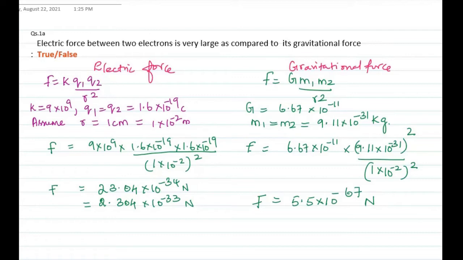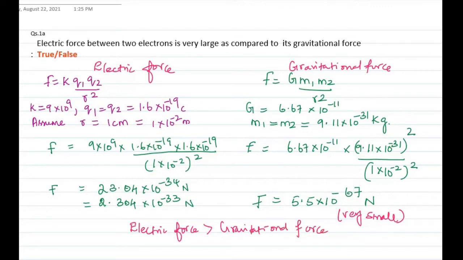F is equal to 2.304 into 10 to the power of minus 33. It is into 10 to the power of minus 67, so a very small value when compared to electric force. So from this we conclude that electric force is greater than gravitational force. So the answer is true. Always the electric force is greater than gravitational force. Okay.